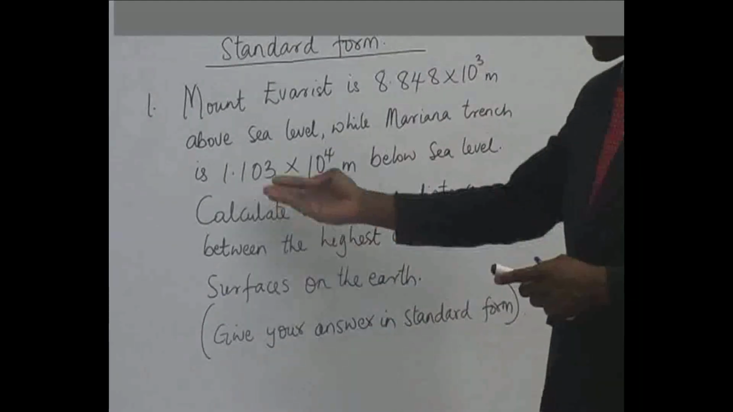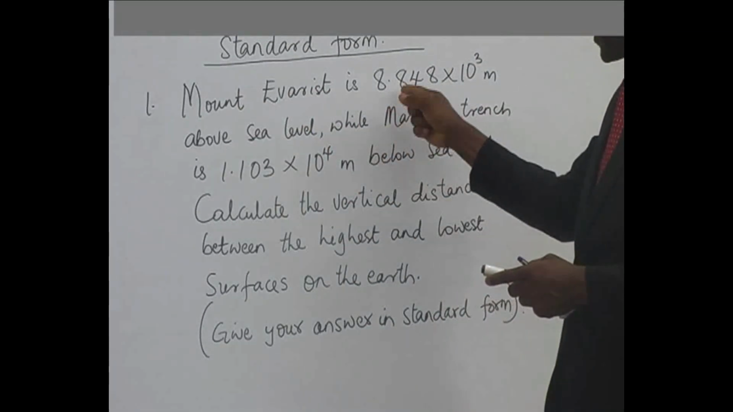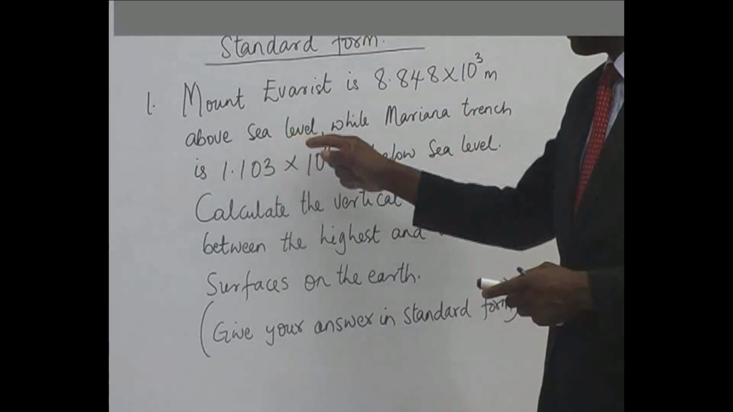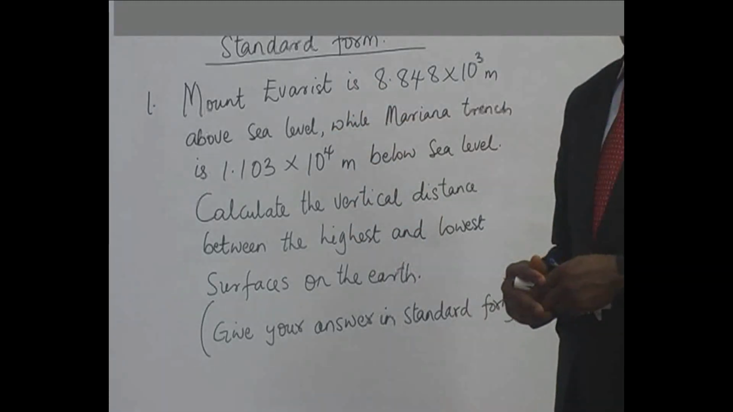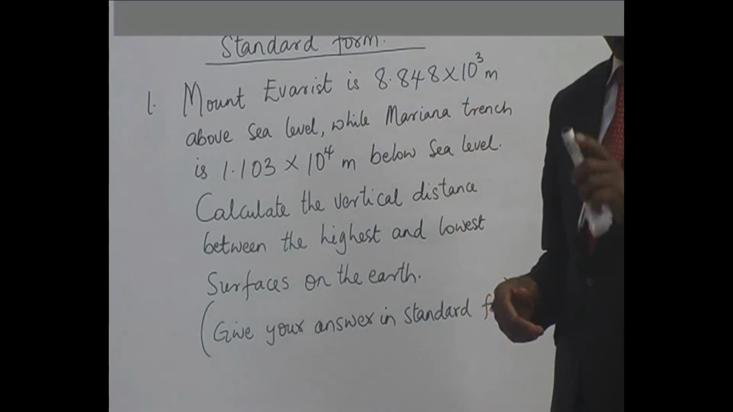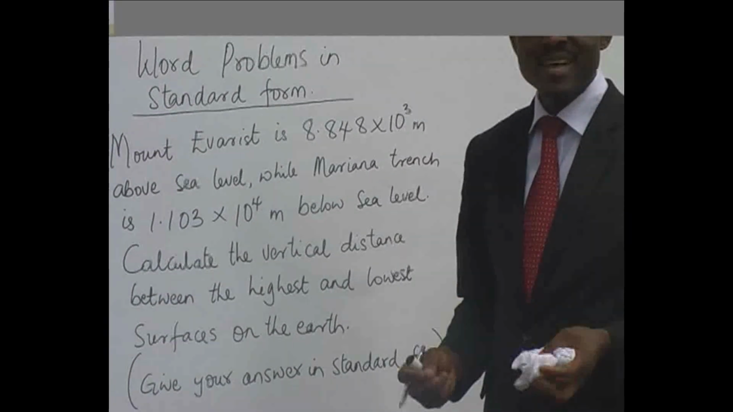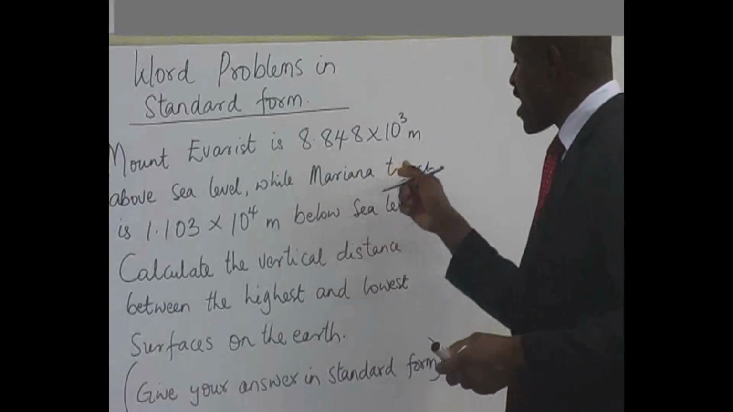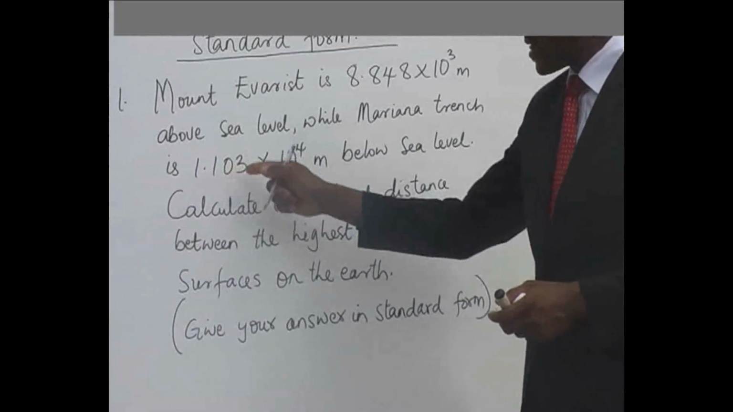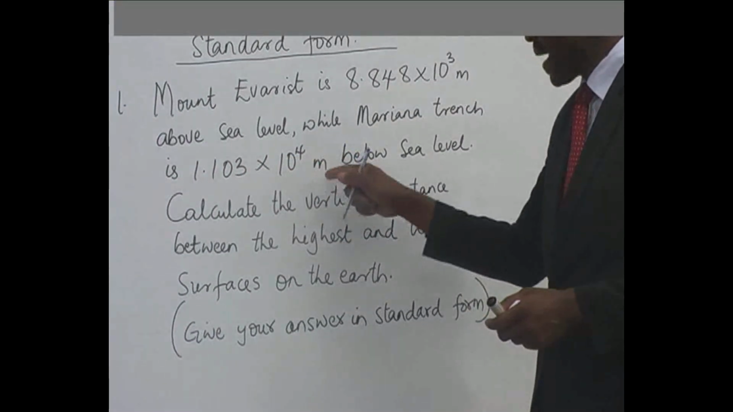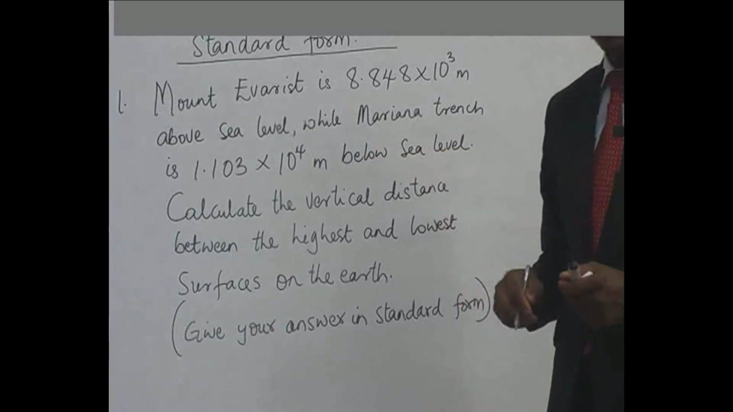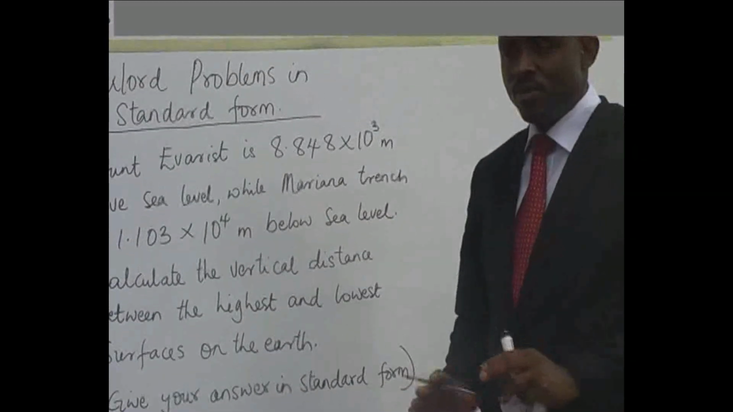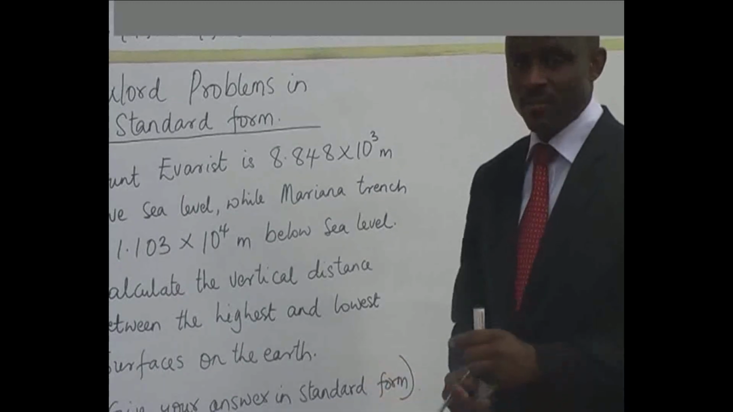The question says Mount Everest is 8.848 times 10 exponent 3 meters above sea level. This is exactly the height of Mount Everest, which you know. I know you must have been hearing of Mount Everest as the highest mountain in the whole world, while Mariana Trench is 1.103 times 10 exponent 4 meters below sea level. Yes, Mariana Trench is the lowest surface below sea level, or the lowest surface on Earth's surface.